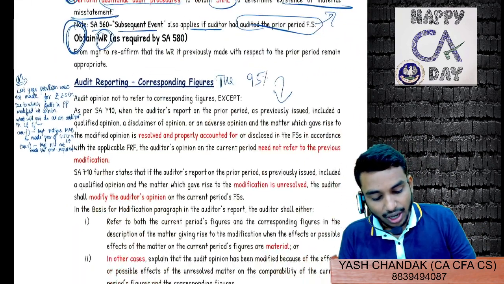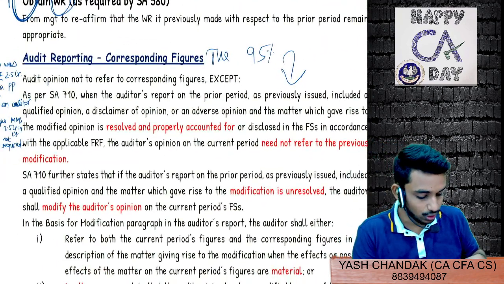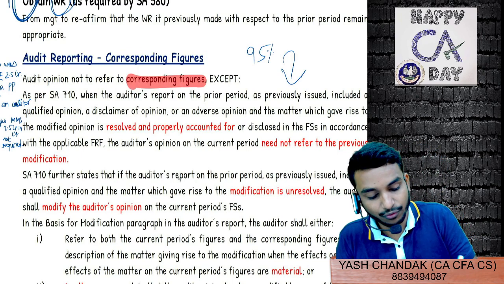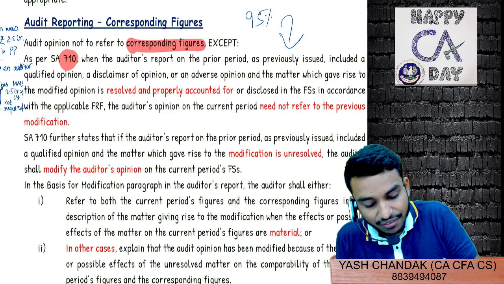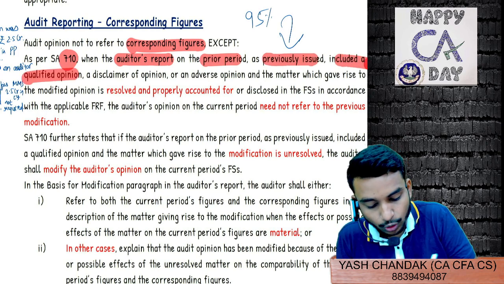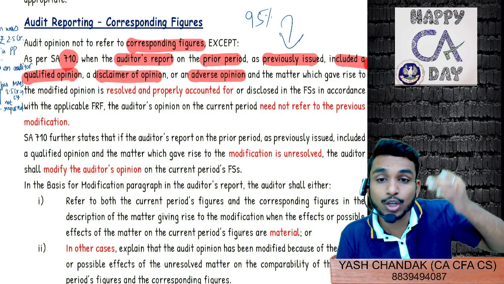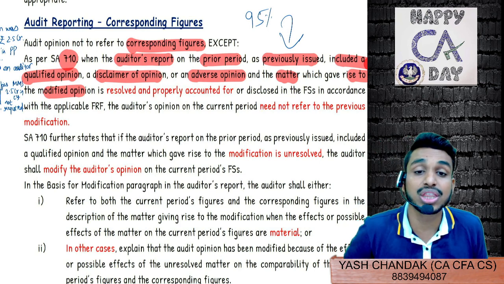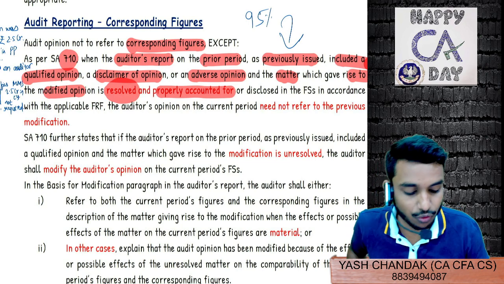Modify. See here, audit opinion not to refer to corresponding figures. Generally we will not refer to the corresponding figures in the audit opinion, except as per SA 710, when the auditor's report on the prior period as previously issued includes a qualified opinion, a disclaimer of opinion, or an adverse opinion. That means in the prior period you modified, and the matter which gave rise to the modification is now resolved and properly accounted for.